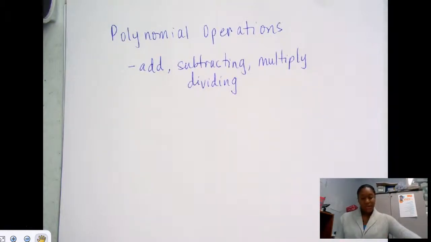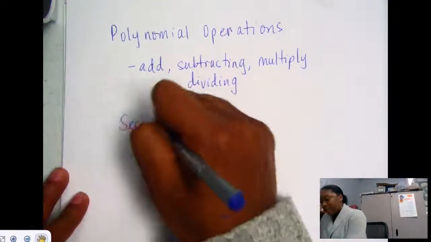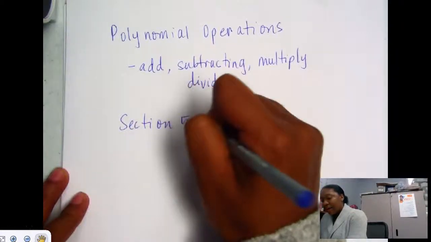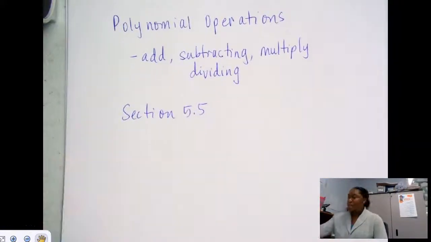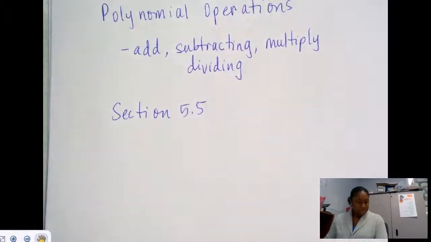So let's start with section 5.5, okay? I'm skipping over 5.4. You do not have to worry about scientific notation. So let's look at 5.5. This is where it begins to talk about polynomial operations. Zoom in a little bit more. All right, here we go.